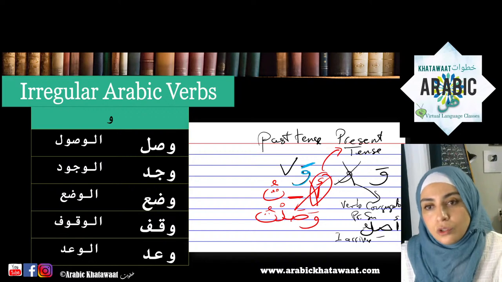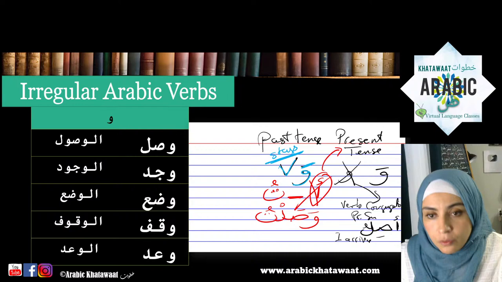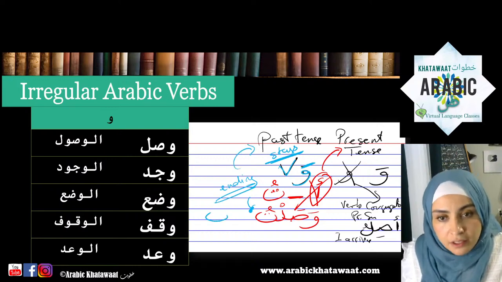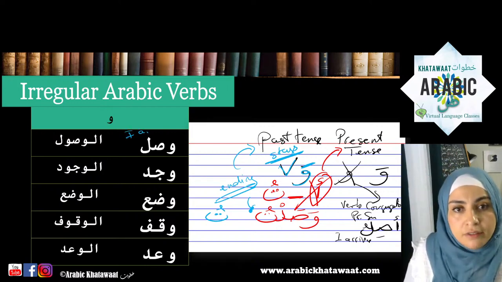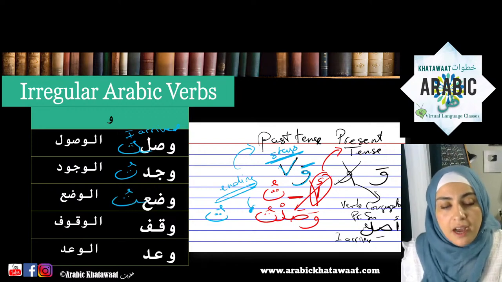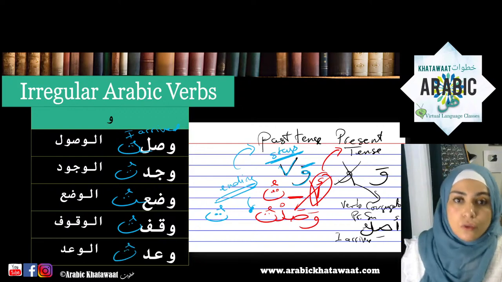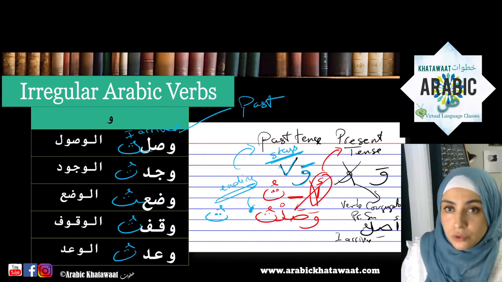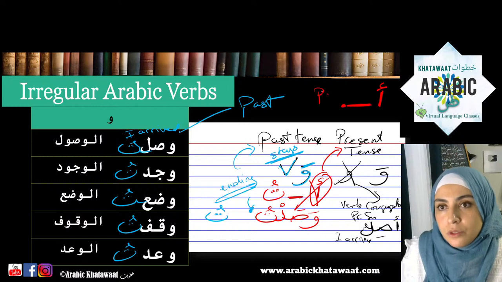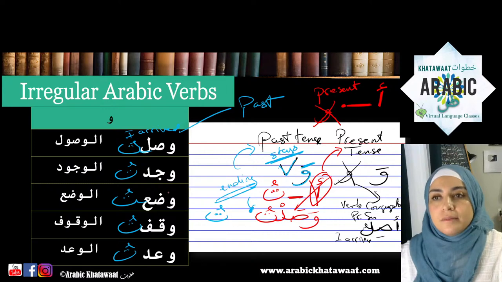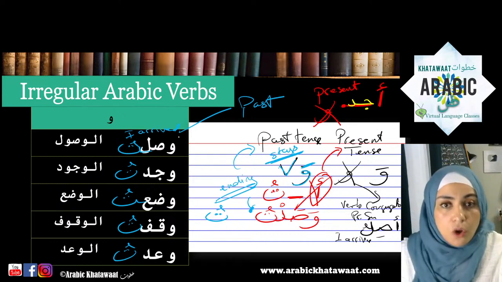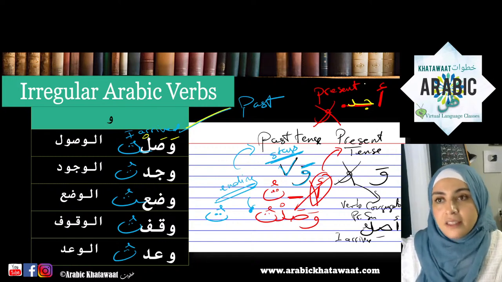وصلت. So the wow stays. You keep it. And what you add is the ending of past conjugation. So the ending of I did something is to. So here you would say I arrived. وصلت. I found. وجدت. I put. وضعت. I stopped. وقفت. I promised. وعدت. So this would be past conjugation. If you're using the present, you never double identify. You only have to say the alif, I, plus the verb. This would be the present. So no wow over here. And you would state the verb أصل, أجد, أضع, أجد. وصلت. I arrived. So here you have the past and here you have the present.